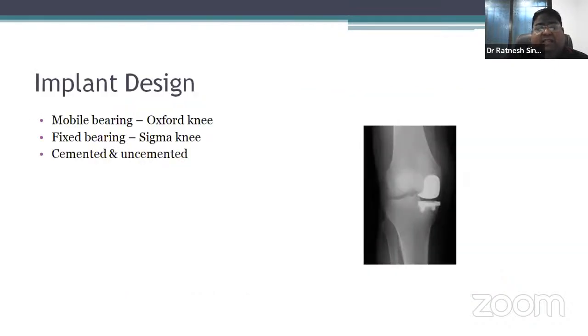Now coming to the implant design. Implant design is both mobile bearing, which is more common, and earlier the Oxford knee was launched, which has a very good success rate. And then comes the fixed bearing like the Sigma knee. Here the poly is fixed to the tibial component, while it is mobile in the Oxford knee, and that gives more or less a normal knee movement. The implants are available in both cemented and uncemented variants.